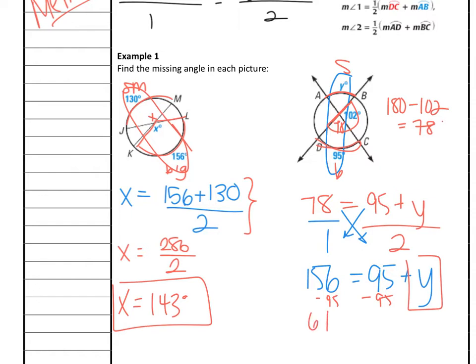That gives me 61 equals y. Okay, not so bad. Trick is when you have chords that cross, they are making a plus sign, so you add your arcs. That's going to be huge because in the next one we're going to be subtracting arcs, so you got to remember the difference.